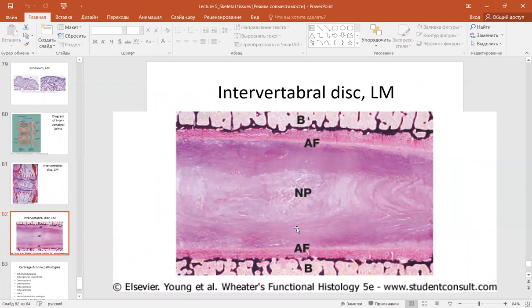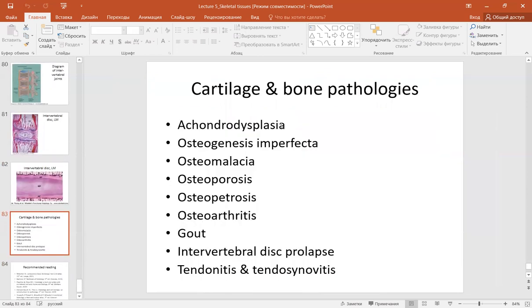This is a high magnification light micrograph of the annulus fibrosus and nucleus pulposus of the intervertebral disc and the bone tissue on both sides of the cartilage of the intervertebral disc. Annulus fibrosus, you probably remember, is fibrocartilage. It's one of the two places in the human body where fibrous cartilage is present.